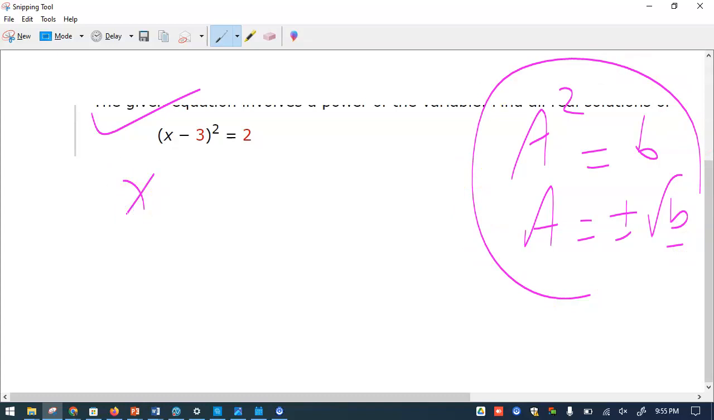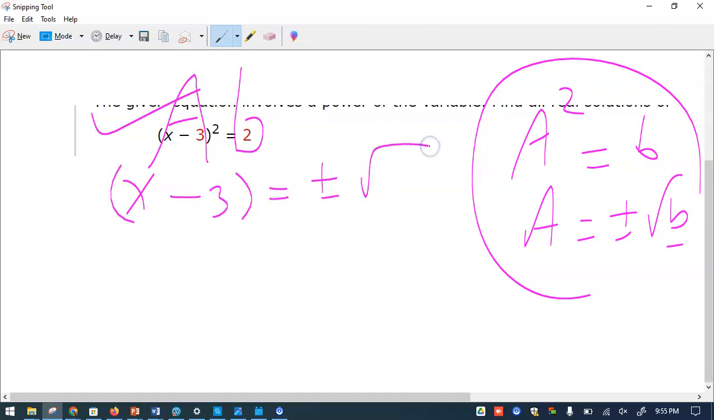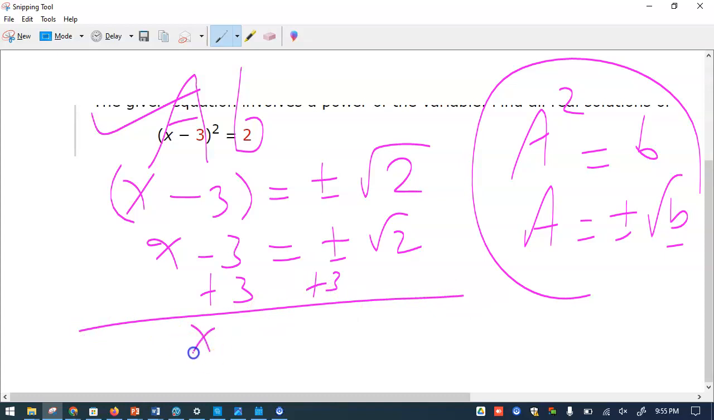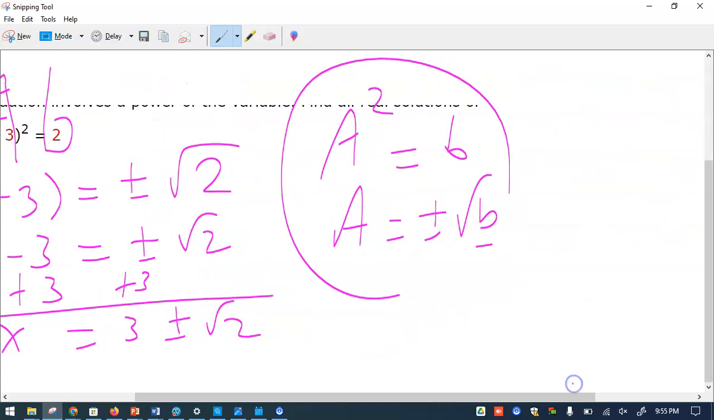So this is like your a, and this is your b. So a, that is x minus 3, is plus or minus the square root of b, which is 2. So your x minus 3 equals plus or minus root 2. I'm just writing the same step, and you add 3 on both sides, and then you get x equals 3 plus or minus the square root of 2. One of the answers is with the plus sign, and the other one is with the minus sign, 3 minus root 2.